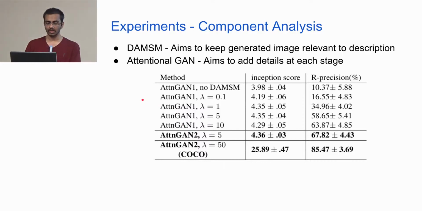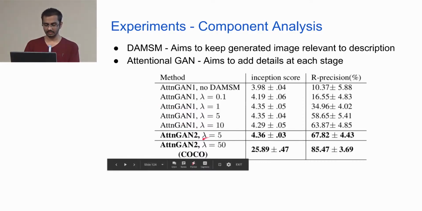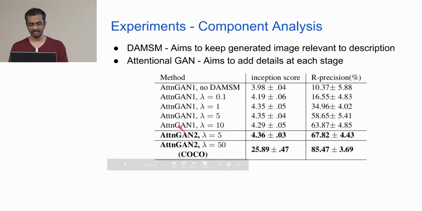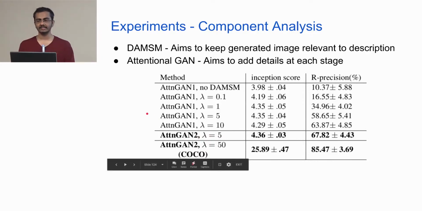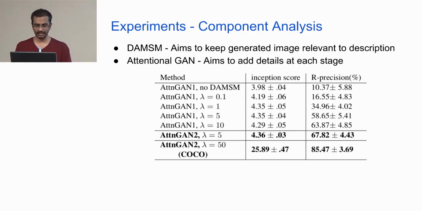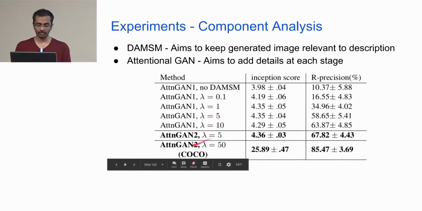This one. So lambda equals 50. That is a surprisingly high effect of DAMSUM that you want to have here, and their explanation for this is, as the scenes get more complex, you would want them to be aligned even more. So you need your DAMSUM component to be relatively more important in the final loss, and this is done on the COCO dataset, and these are the values that they have obtained.